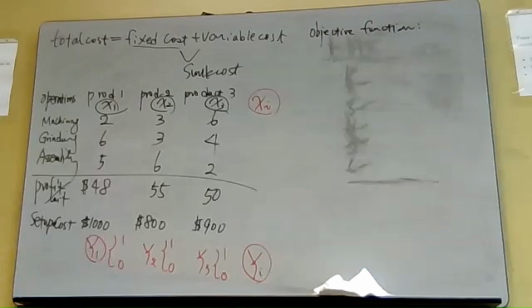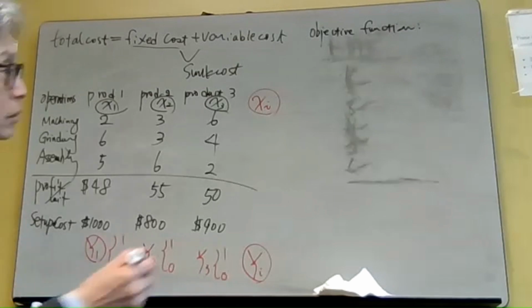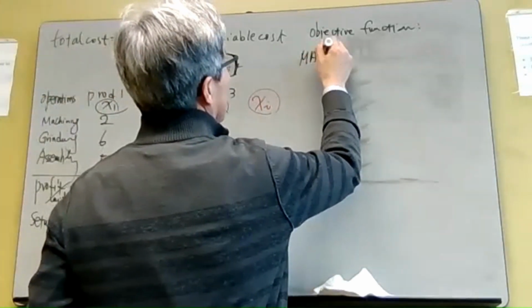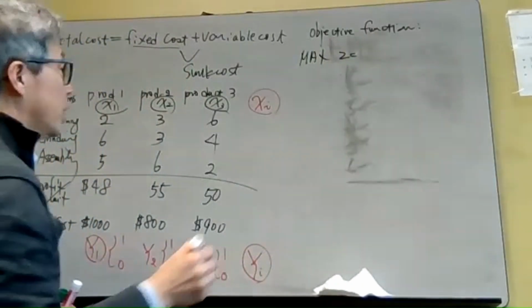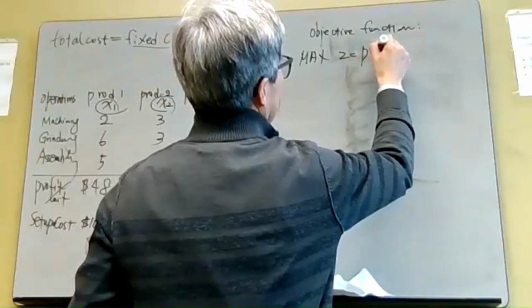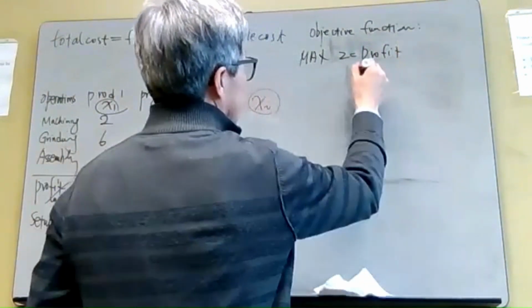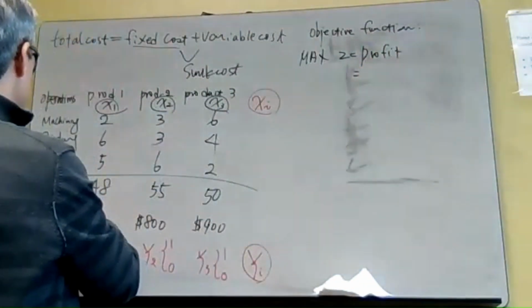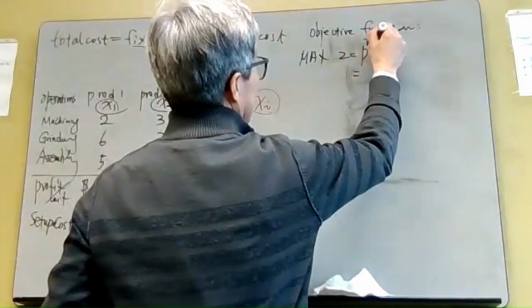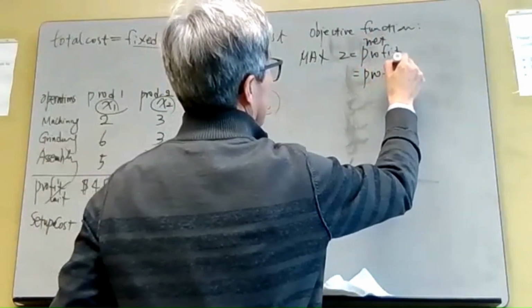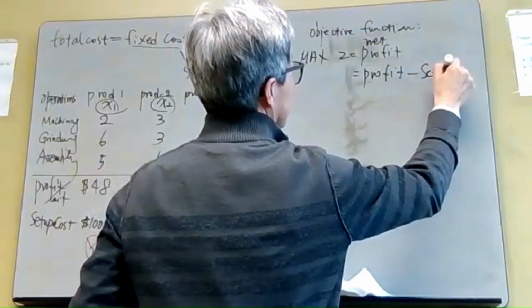So the objective function will use decision variables. So what is the objective function? Are you going to maximize or minimize? Maximize profit or cost? Profit, right? So in this case, let's say net profit: profit minus setup cost.